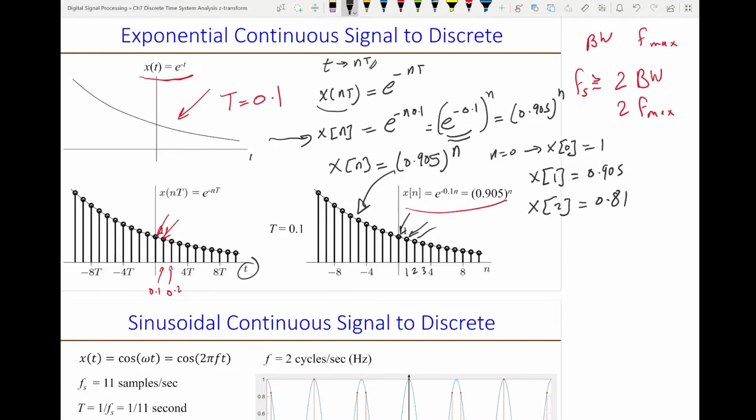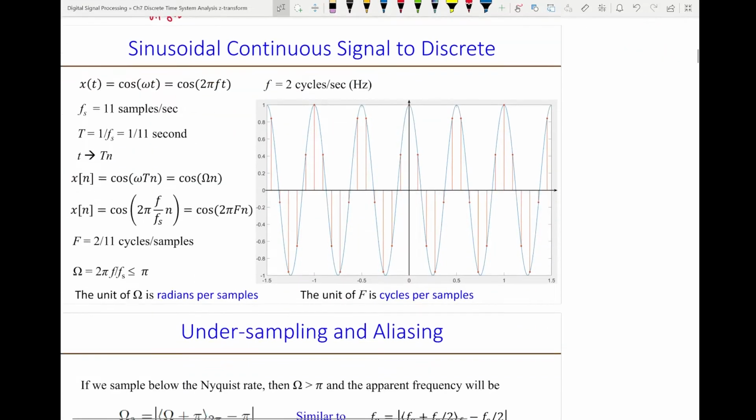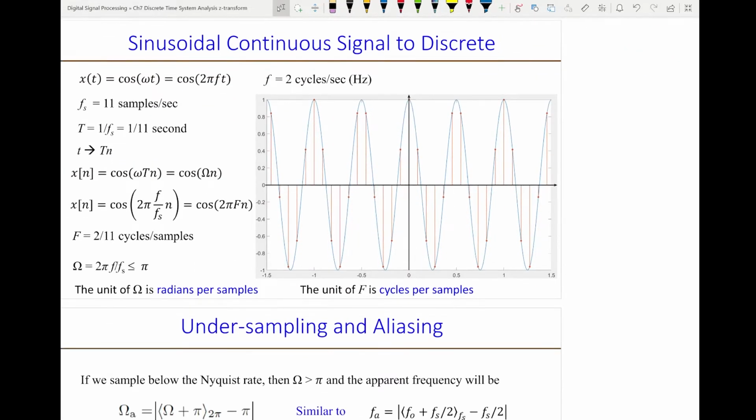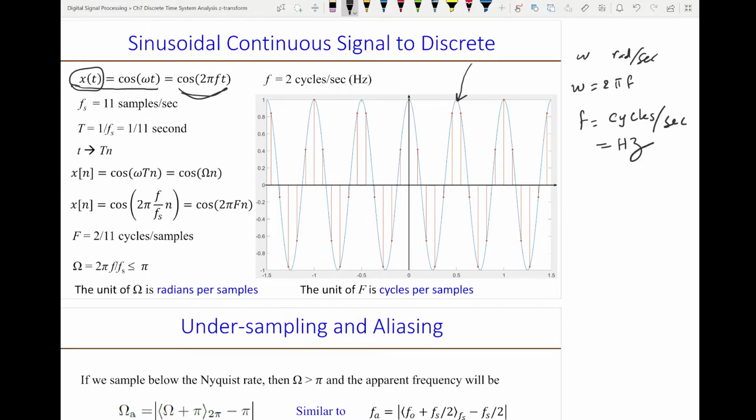Okay, let's now look at the sinusoidal continuous signal. Now we have this sinusoidal signal, which is continuous, the blue curve. So I can write x of t as cosine omega t, where omega is in radians per second. Also, I can replace omega by 2 pi f. So now x of t also can be expressed in this form. Now f is cycles per second or hertz.